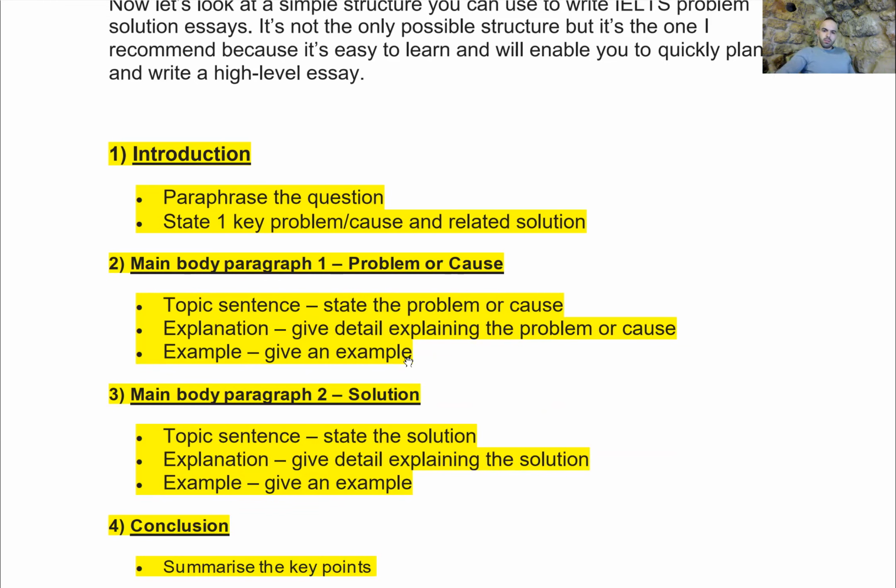So the main body paragraph one would be about the problem or cause, with a topic sentence where you state the problem or cause. As you can see, the topic sentence has already been written in the introduction here, but you have to write it here in your own way. So you have to paraphrase more, or try to make it clearer and more obvious. Okay, and then you have to explain it. You need to give detail explaining the problem or cause, and then you have to mention an example.